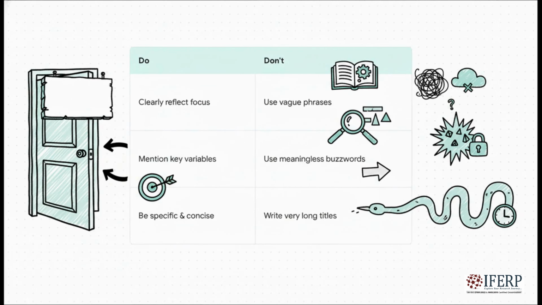Okay, your title. It's the sign on that front door. It has to be specific and inviting. You want to mention your key variables and tell people exactly what they're going to find inside. Just avoid those vague phrases like "a study on" or stuffing it with a bunch of buzzwords that don't mean anything. Seriously, if your title is confusing, the reviewer is just going to assume the paper is too.